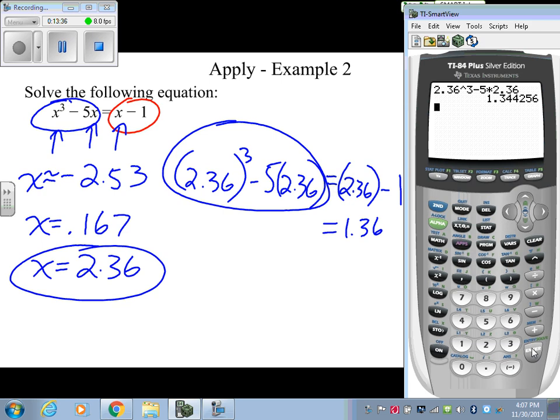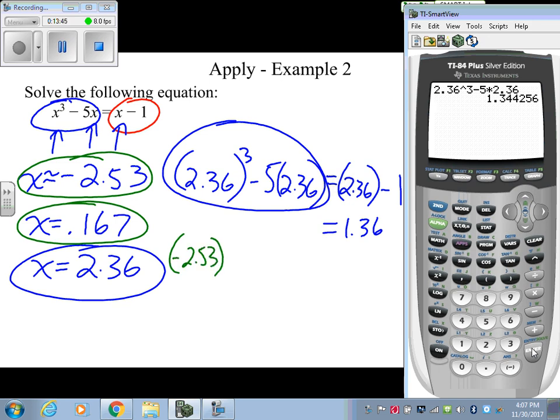So this time I'll use this value here of 0.167. Or actually, let's make it interesting. Let's do the negative one. So I'm going to take negative 2.53 and take that to the third power, minus 5 times negative 2.53, and that should all be equal to negative 2.53 minus 1. Once again, I can do the right-hand side without a calculator. I already have a negative 2.53. I'm taking away one more, so it'll be negative 3.53.